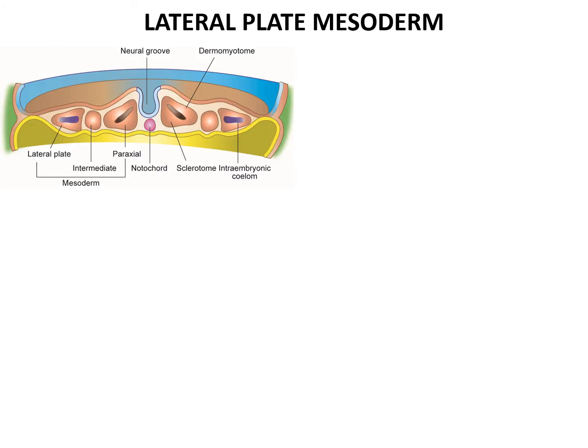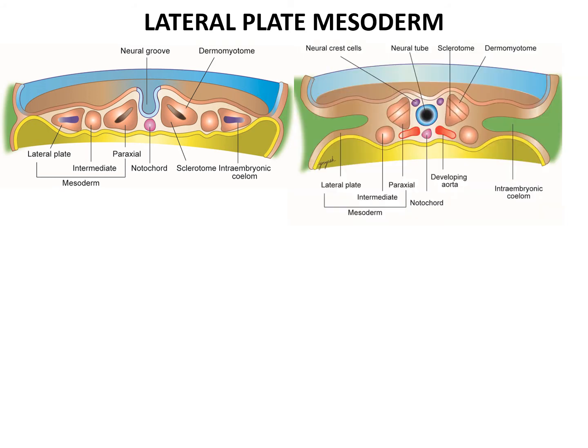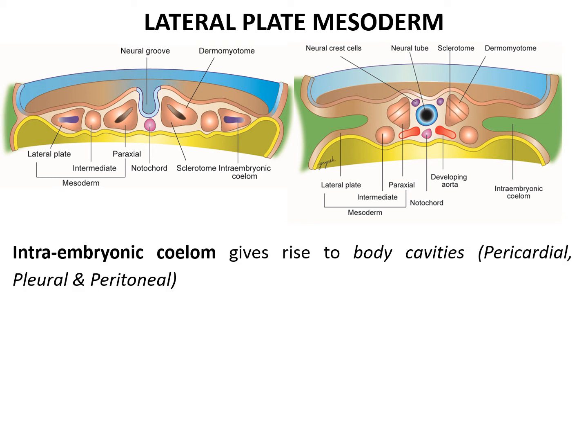The intraembryonic coelom thus splits the lateral plate mesoderm into somatopleuric and splanchnopleuric layers. Later, it extends laterally and becomes continuous with the extraembryonic coelom. The intraembryonic coelom will give rise to the body cavities, that is pericardial, pleural and peritoneal cavities.